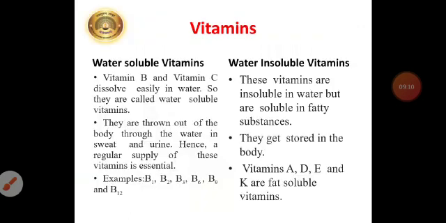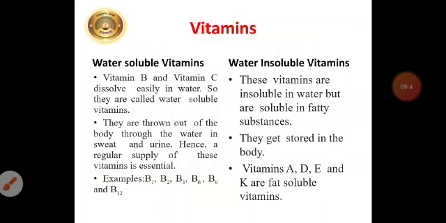There are two types of vitamins, water-soluble vitamins and water-insoluble vitamins. Vitamins B and C dissolve easily in water, so they are called water-soluble vitamins. They are thrown out of the body through water in the form of sweat and urine. Hence, a regular supply of these vitamins is essential. For example, vitamin B1, B2, B3, B6, B9 and B12 are water-soluble vitamins.